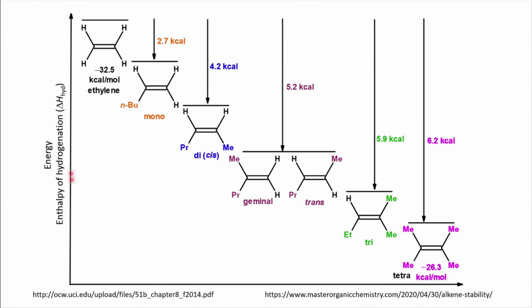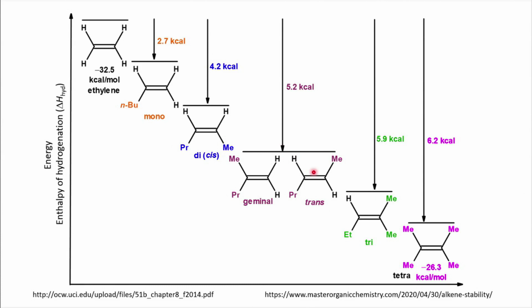The enthalpy of hydrogenation is given here, and if we take the unsubstituted ethylene molecule, the energy of hydrogenation is very high at minus 32.5, whereas in the case of the tetra substituted one, it is much lower. In other words, this is much more stable compared to the ethylene molecule. We can also see the gradual change. When there is a mono substitution, the energy drops a little bit, and when there is a cis disubstitution, that energy still drops. But between geminal and the trans orientation, as we know, cis isomers are a little less stable compared to the trans isomer.